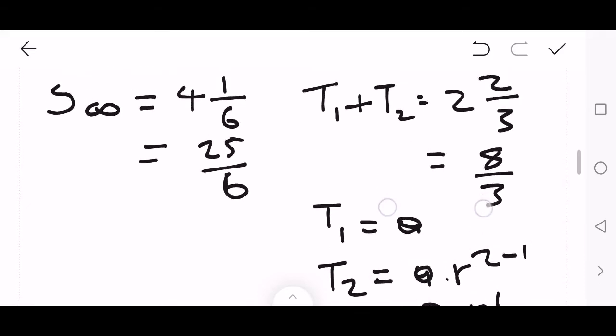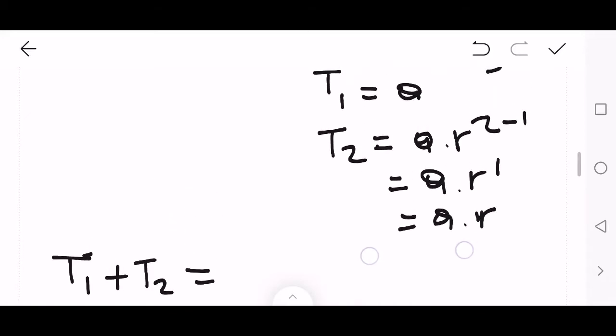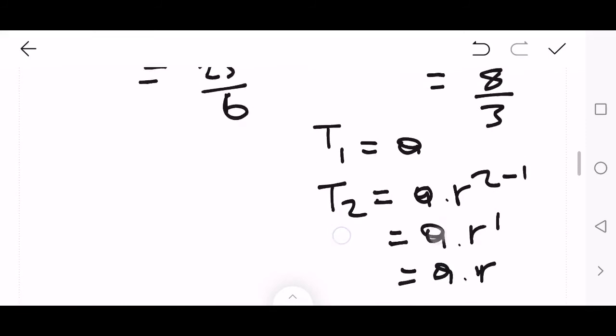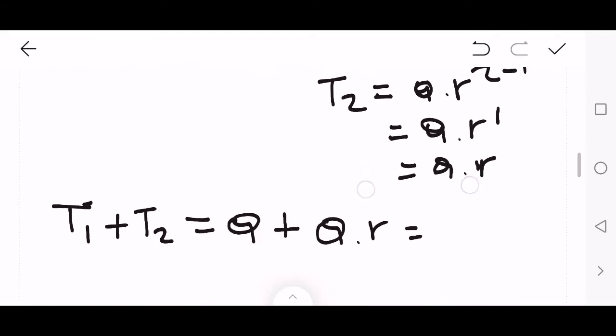So we can say t1 plus t2 equals t1, which is a, plus t2, which is a times r, and this is equals to 8 over 3.